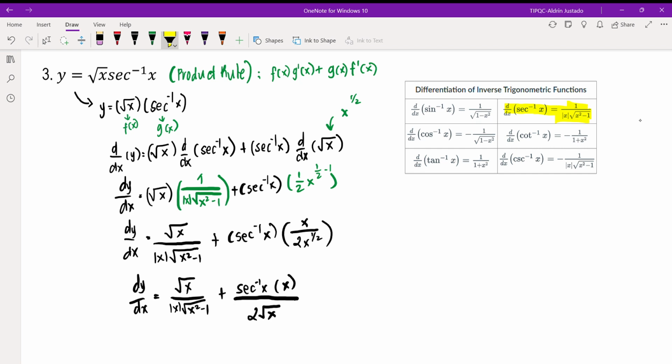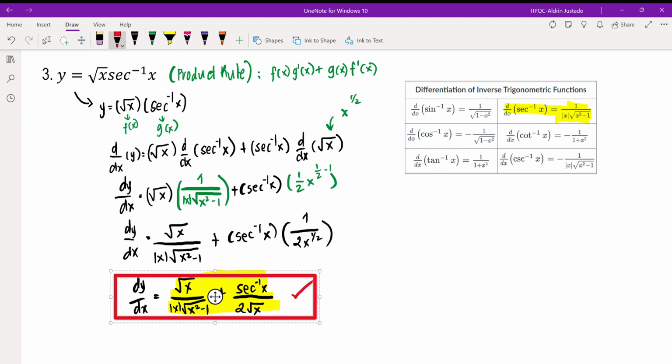I'm sorry, I think this is 1 pala. Okay? I forgot, ito pala guys. Na-overlook ko. This is 1. So, second x divided by 2 square root of x. This is your final answer. Diba? Madali lang. Final answer. And we need to add shape. Yan.